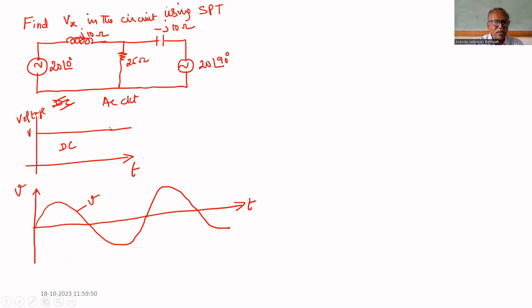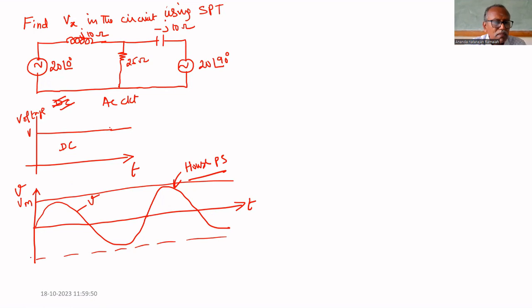This is identical to your house power supply. House power supply is like this. It is varying like a sinusoidal signal with a constant amplitude, constant frequency. This is constant. That is Vm. This is minus Vm. Amplitude is constant.